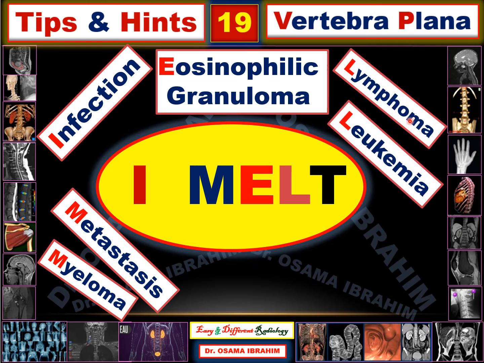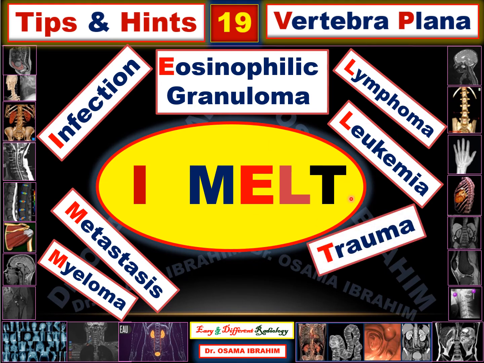L is for lymphoma and leukemia, which can also be considered. Leukemia can be considered if there is any hemorrhagic component in these lesions, or in other lesions, or if blood tests confirm the diagnosis. Lymphoma can be confirmed if there are enlarged lymph nodes anterior or adjacent to the vertebral bodies.